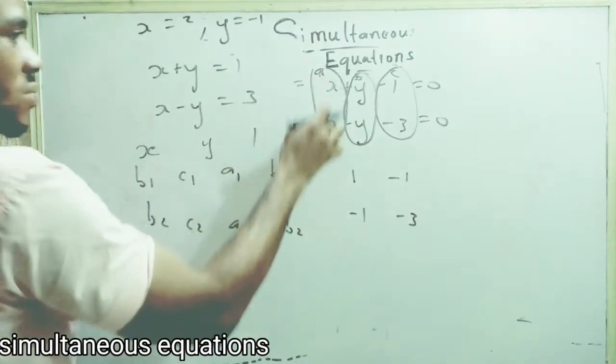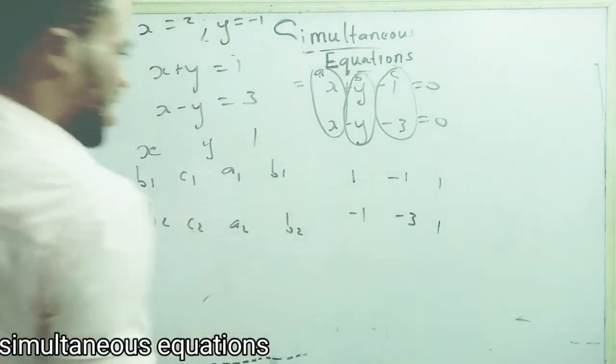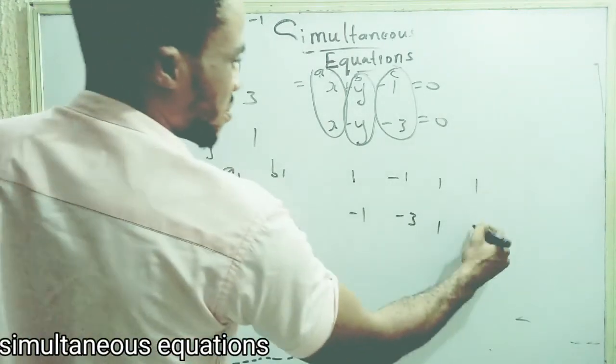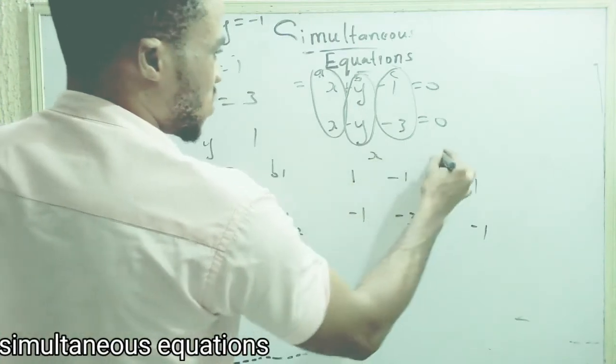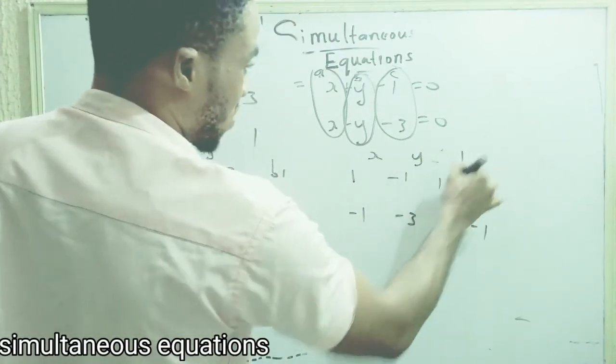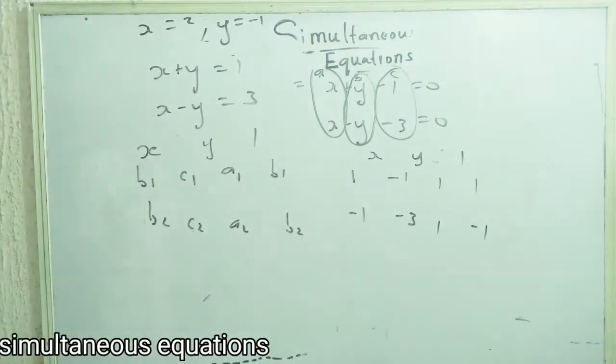I have 1, 1, 1, 1, and I have b1, b2. That's the same thing I began with to the end. So I have 1 minus 1. Endeavor to put your x and y on top. You still use them, because I'm solving with respect to what? X and y. That's why I'm putting it on top.